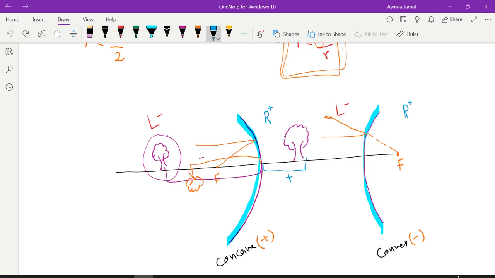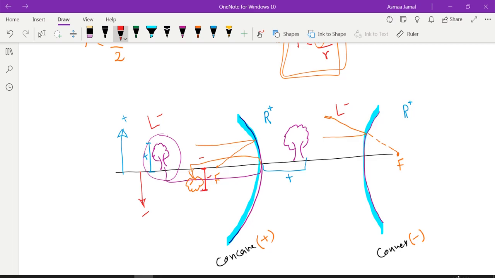The second thing, anything above the axis will be positive. Anything beneath the axis will be negative. So for example, the height of the object here is positive since it's above the optical axis, and the height of the image here is negative since it's beneath the axis.